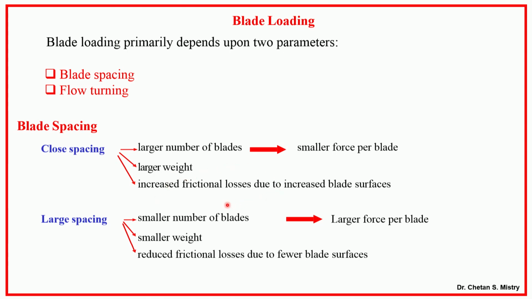Okay. Now, suppose I talk in terms of larger spacing, what will happen? My number of blades will be lower, and the force per blade will be larger, but it will have smaller weight. It will reduce the friction losses since we have fewer surfaces. Very soon, when we discuss flow three-dimensionality, I will talk about the selection of number of blades, which plays an important role when we talk about flow unsteadiness.